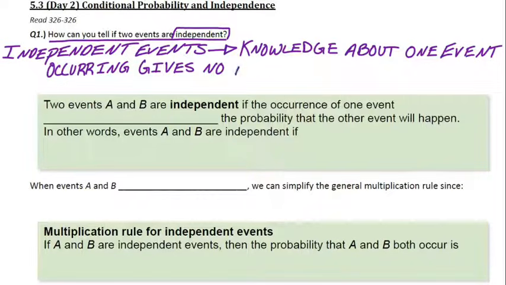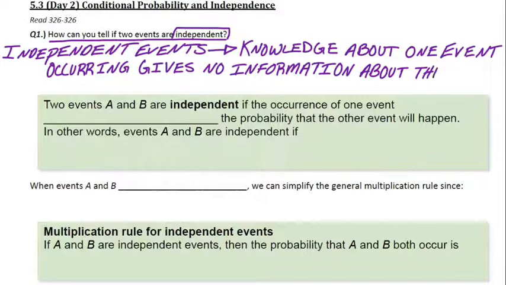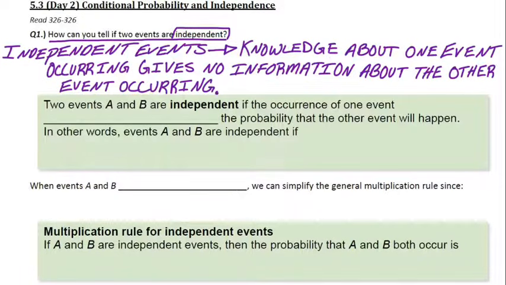So we say knowledge of one event occurring gives no information about the other event occurring. And then more specifically, the events don't influence each other. For example, your eye color and your height. Those are two independent events. Just because you have brown eyes doesn't mean I can tell how tall you are, and vice versa.